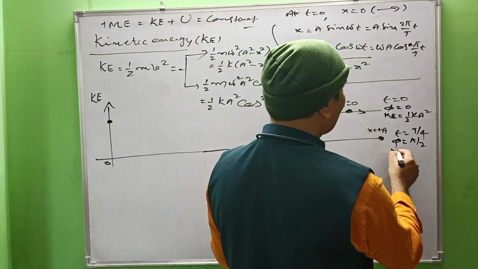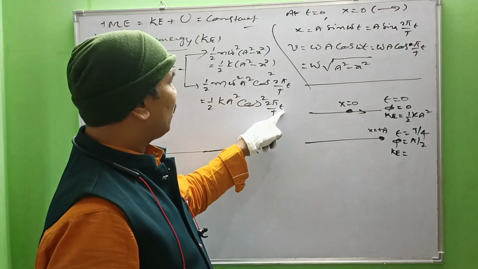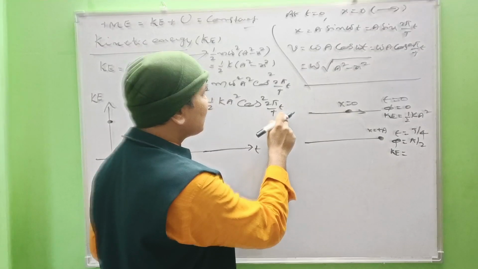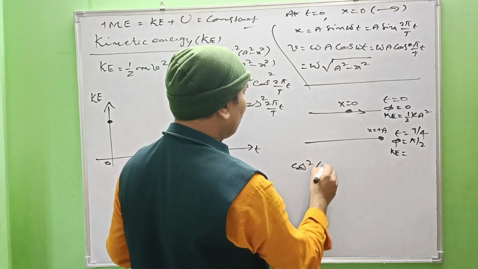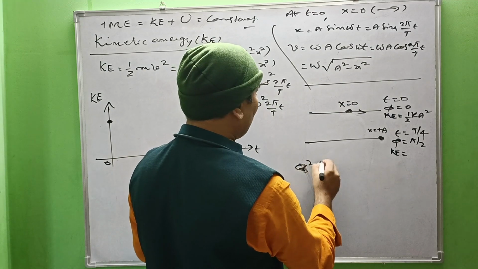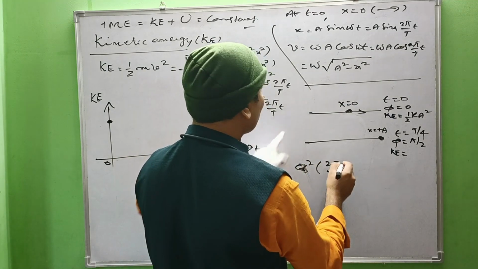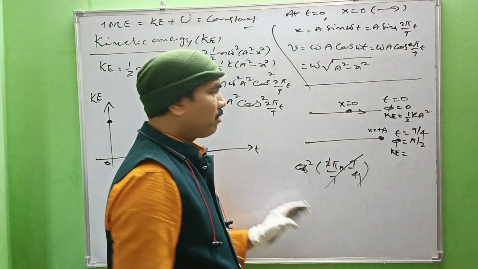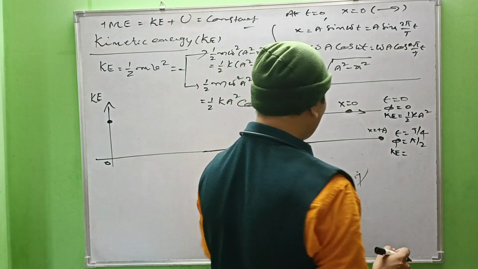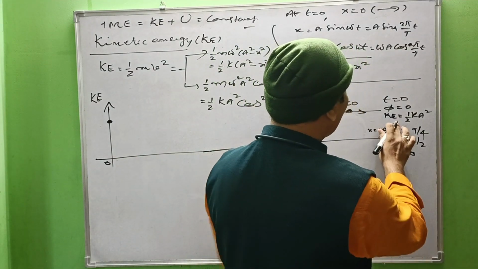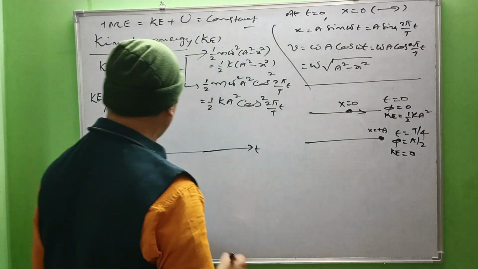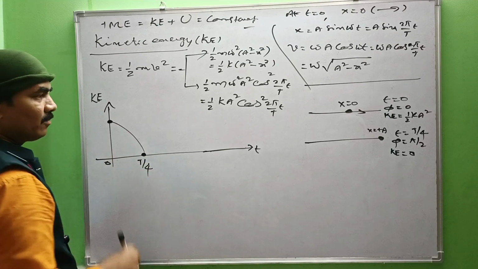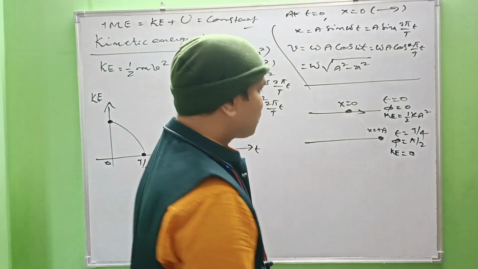Now kinetic energy, substitute here. If we take small t equal to T by 4, T cancels, we get cos square of 2 pi by capital T into small t, in the sense T by 4. T cancels, 2 cancels, pi by 2. Cos square pi by 2 is 0. So 0 into something is 0. So what is the kinetic energy here? 0. Here it is maximum, here it is 0. So kinetic energy gradually reduces and becomes 0 here. This is T by 4. Okay, next.